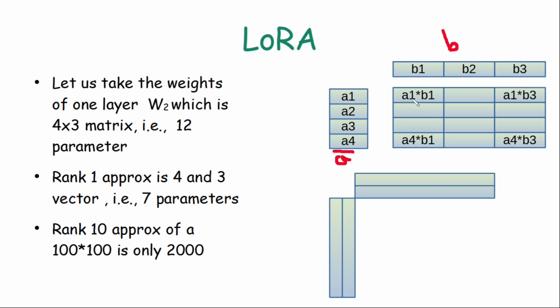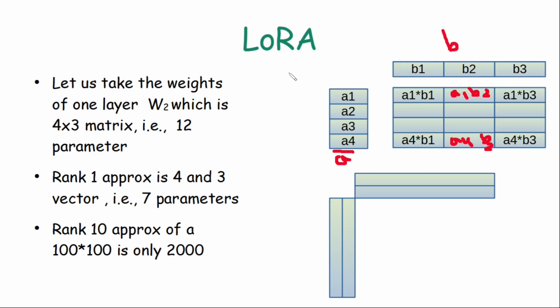So this one will be A1 times B1. Then here we will have A1 times B2, and then here A1 times B3, and so on. And here in the last row, you are multiplying this A4 with the whole row. So you have A4 times B1, then A4 times B2, and then A4 times B3. So this is a rank 1 approximation. You can see now in this approximation, instead of having a full matrix, which is 12 parameters, we will have only 4 parameters plus 3.